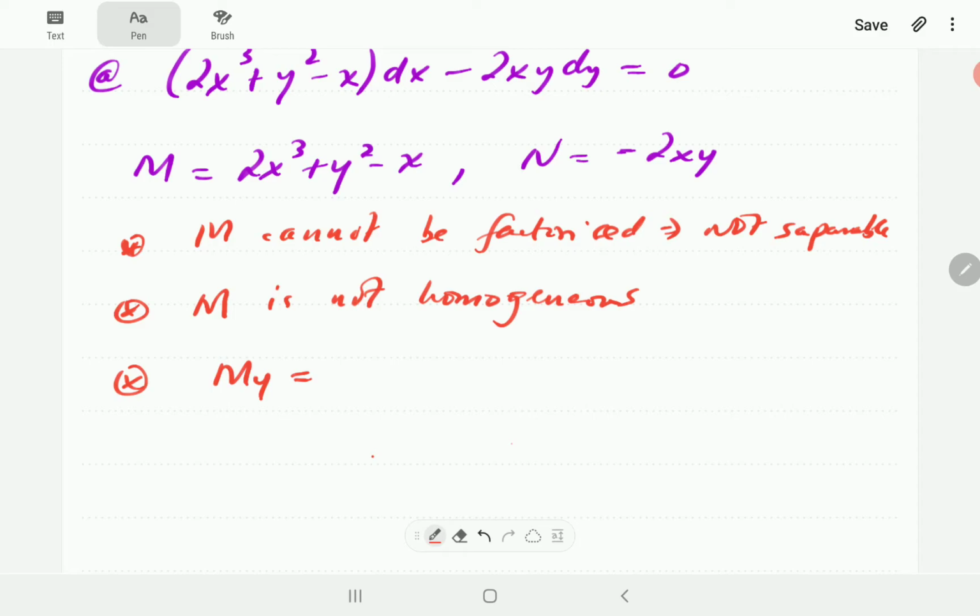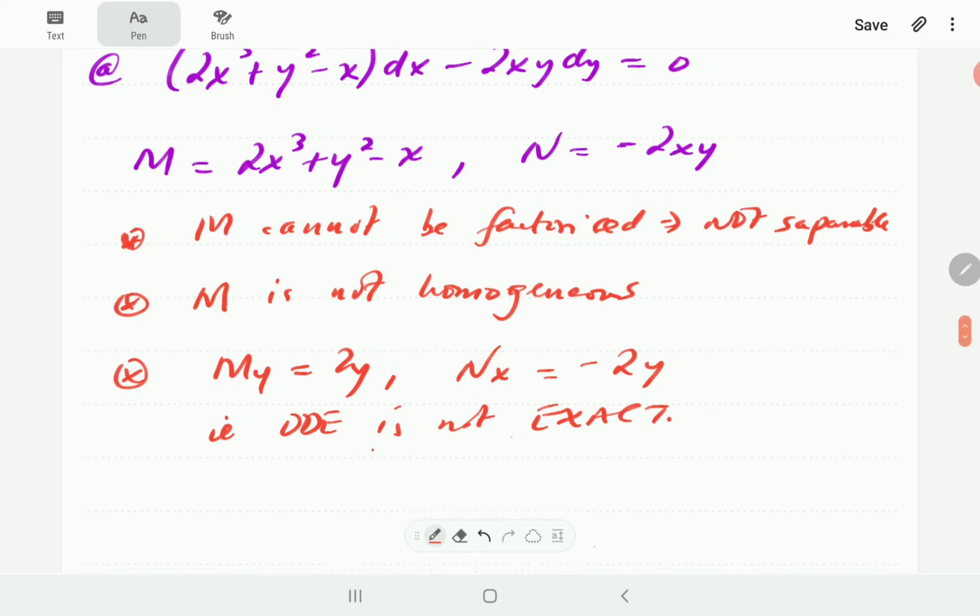And then the next thing we're going to try is to see whether My is equal to Nx. So here My is 2y, Nx is negative 2y. So that means they are not equal, just because of that negative. So the ODE is not exact.